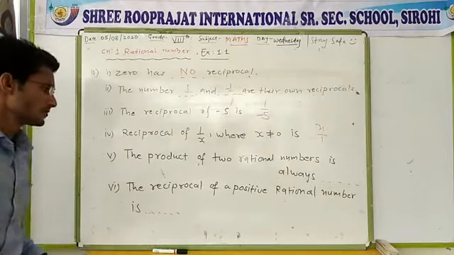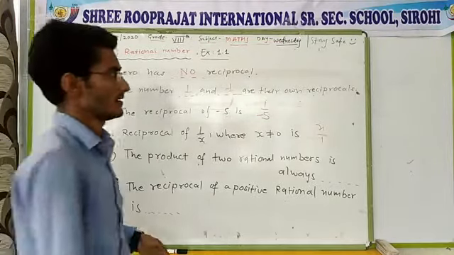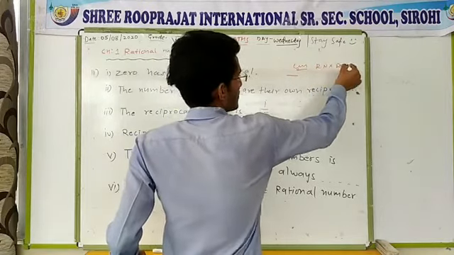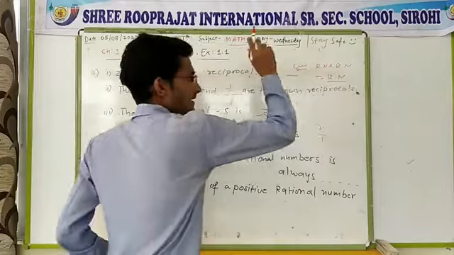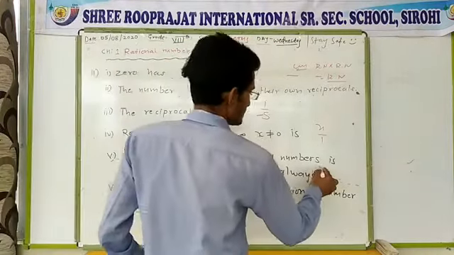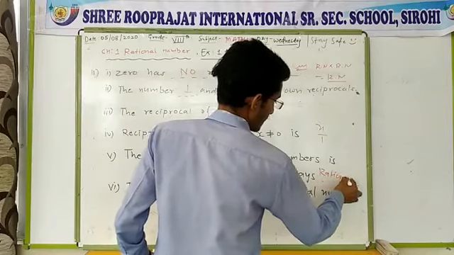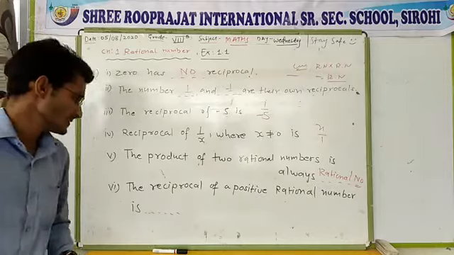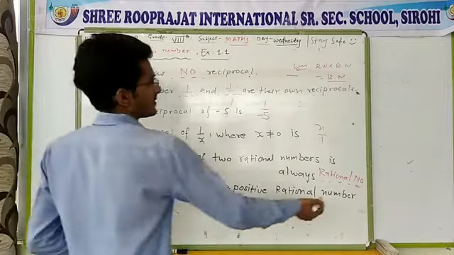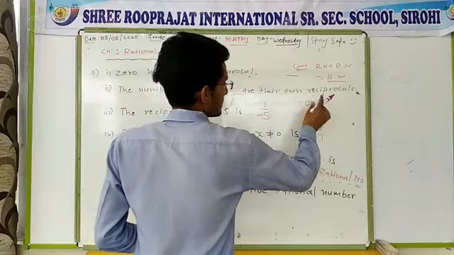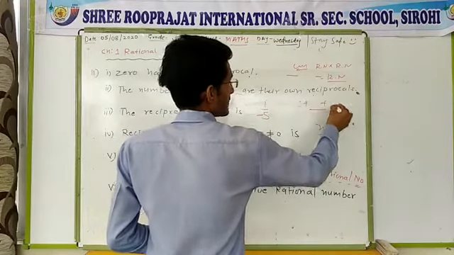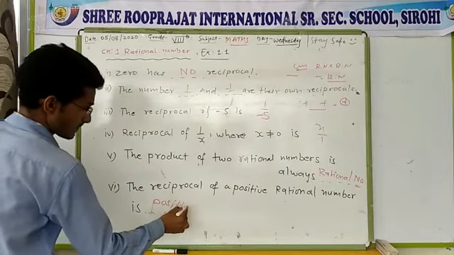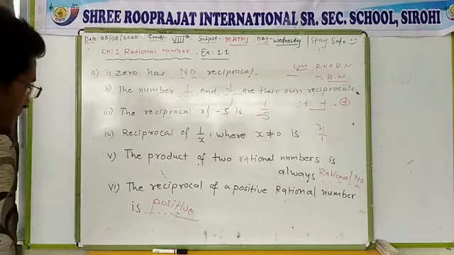Next one: the product of two rational numbers is always, as we learned earlier in the closure property, if you multiply a rational number with a rational number, you will always get a rational number. So it will be a rational number. And the last one: the reciprocal of a positive rational number is always a positive number. If you multiply two positive rational numbers, you will get a positive number. The reciprocal of a positive rational number is positive.